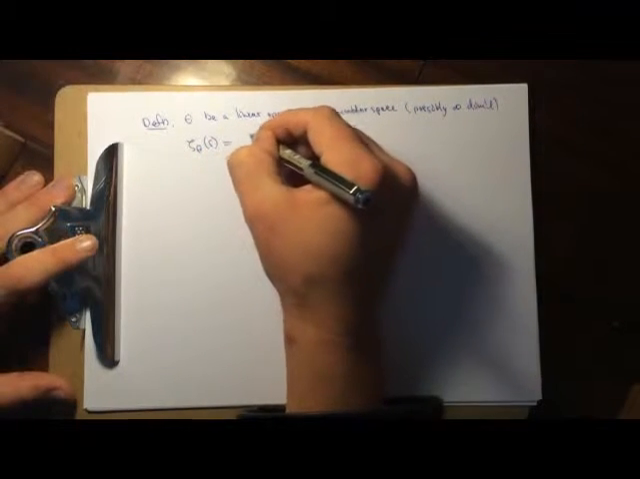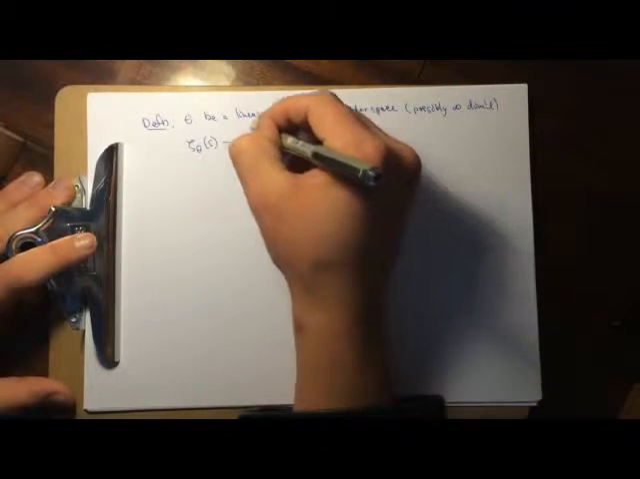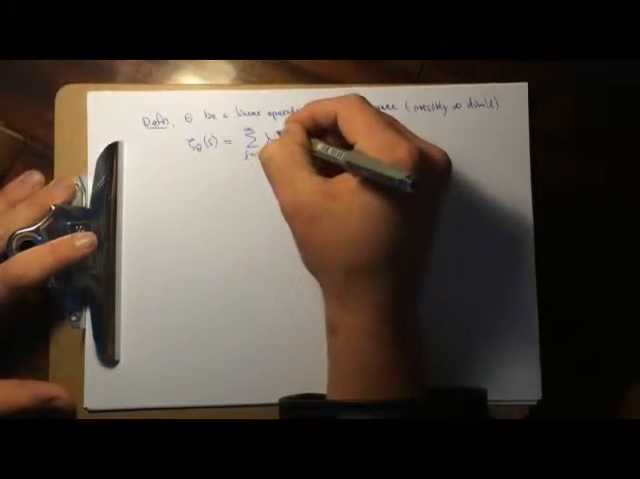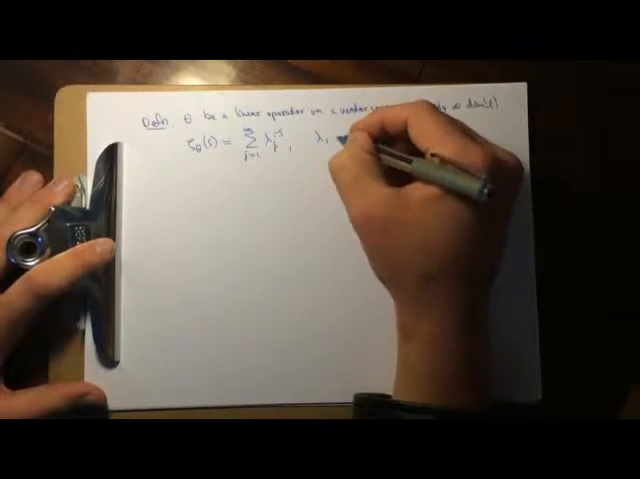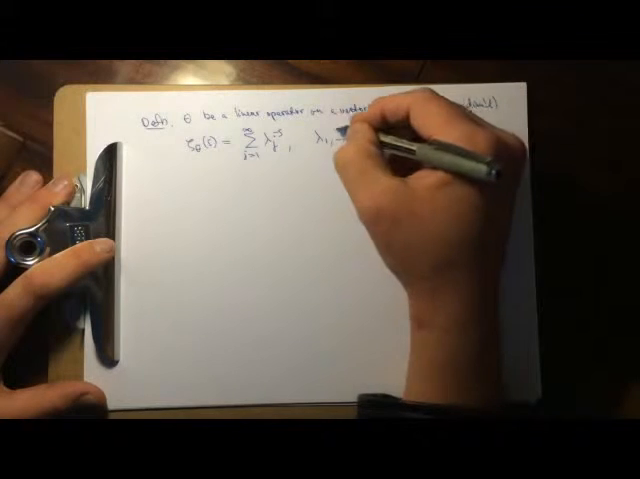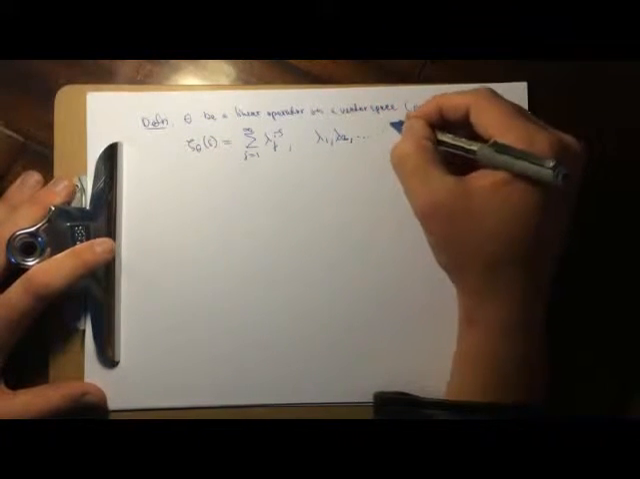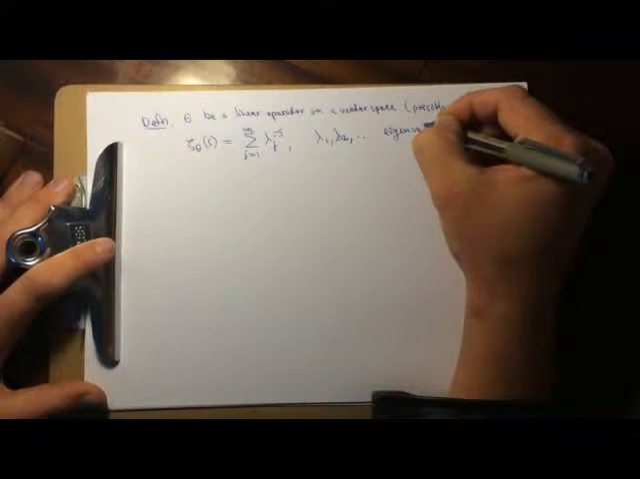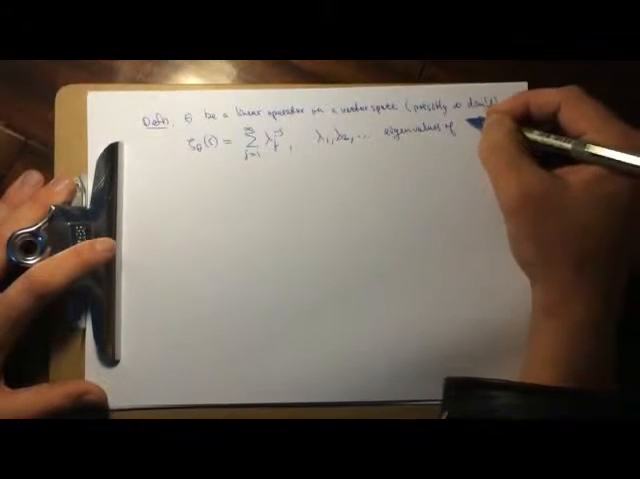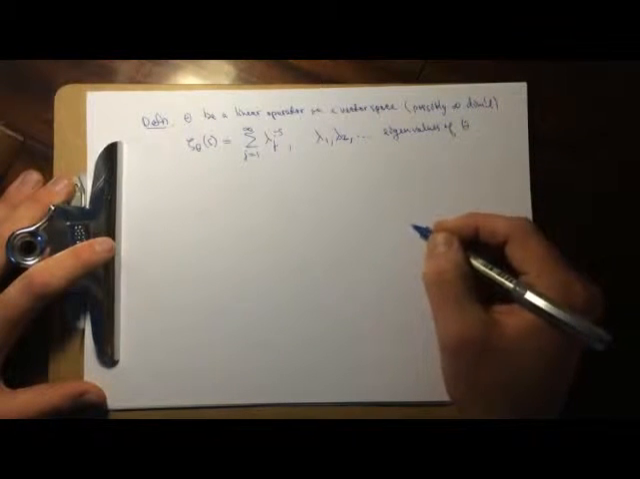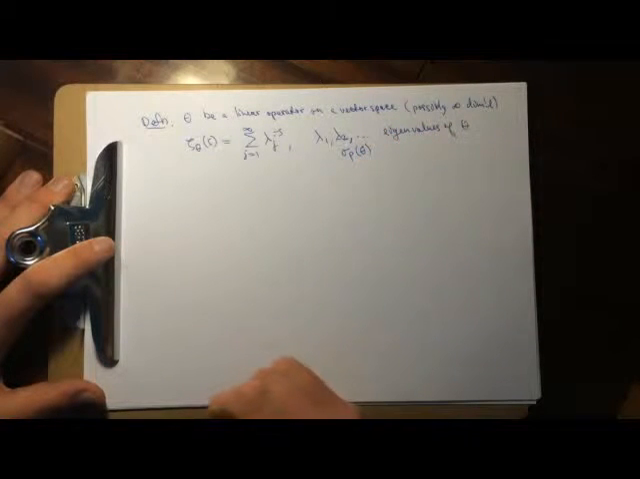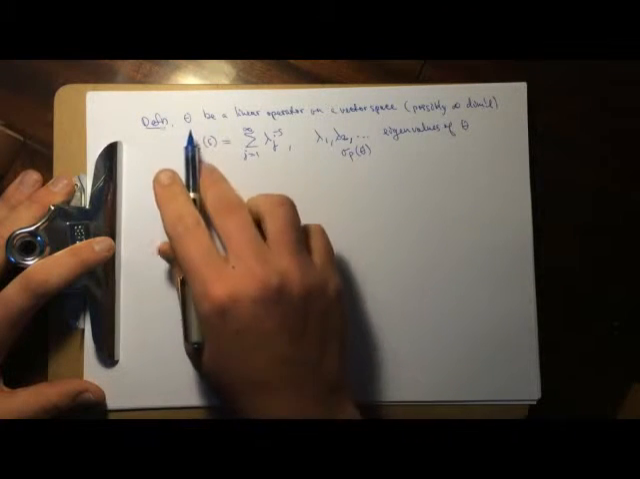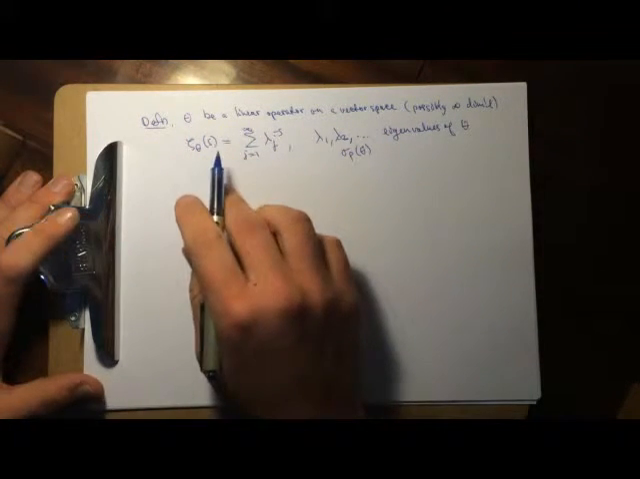zeta theta of s to be equal to the sum from j equals 1 up to infinity of lambda j to the negative s. Here, these guys, lambda 1, lambda 2 and so on, these are the eigenvalues of theta. And we're going to denote the eigenvalues, so this is going to be the point spectrum of this operator theta. We're also going to assume that all these are going to appear with multiplicity 1. Okay?